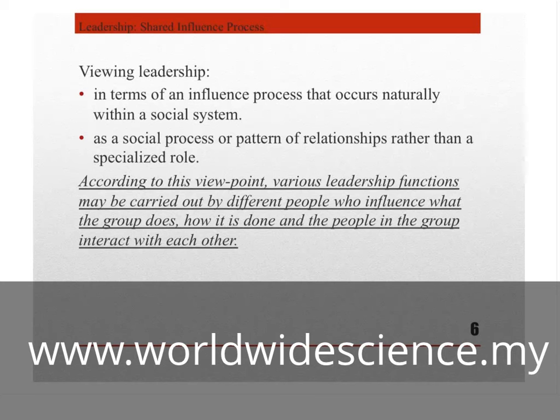So in terms of an influence process that occurs naturally within a social system, it's good to look at organizations from the social perspective as well. It's not just an organization with certain aspects that you look at in a mechanical way. It's a social system as well because you are dealing with people. Let's say it's an industrial company creating machines. But who is doing that? Those are the employees. So you're dealing with people, and whenever you're dealing with people, you have that social system going on. And whenever you have a social system, you need to be able to influence their behaviors as a social process or pattern of relationship rather than just a specialized role. So this will be different from the first one, where you just have certain attributes and people will follow you.